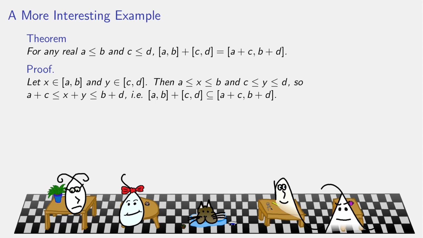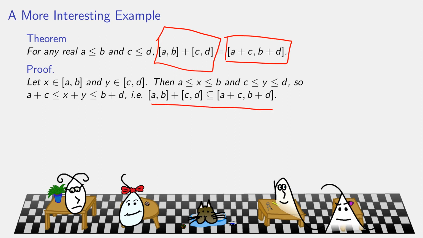So let's show that the interval AB plus the interval CD is a subset of the right. Take something from the interval AB and something from the interval CD. Since x is in between a and b and y is in between c and d, we find that their sum must be in between a plus c and b plus d. Therefore, anything of the form something from AB plus something from CD must be an element of this interval here. Therefore, the left is a subset of the right.